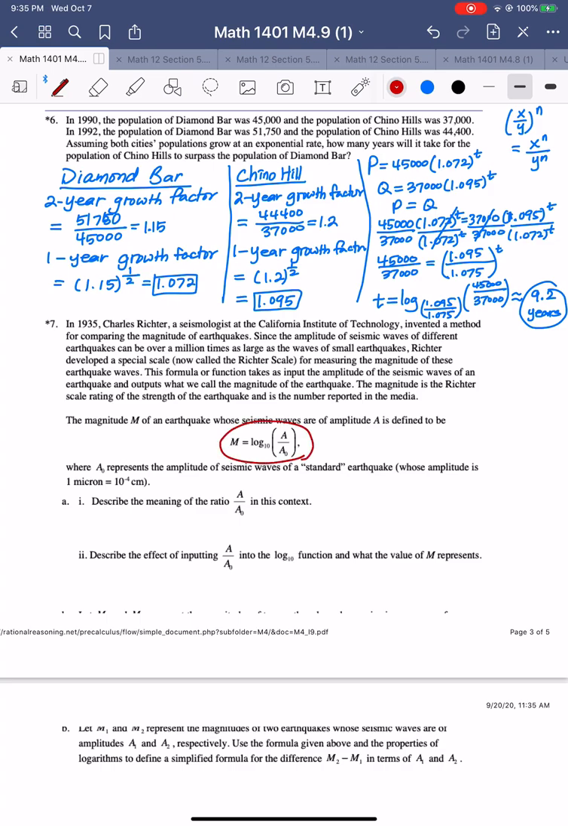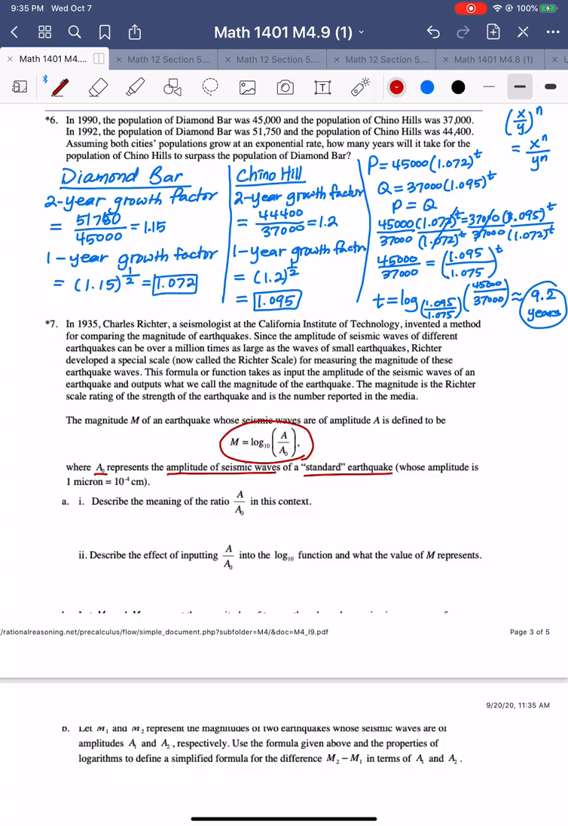So magnitude is always equal to log base 10 of A over A sub 0, and A sub 0 represents the amplitude of the seismic waves of the standard earthquake, whose amplitude is 1 micron, which is 10 to the negative 4 power centimeter.